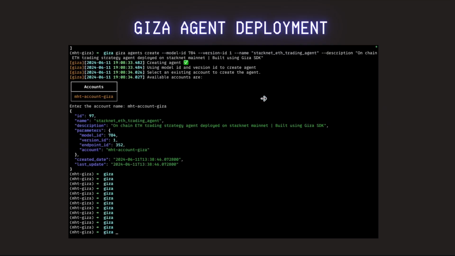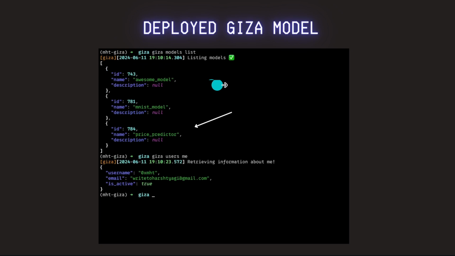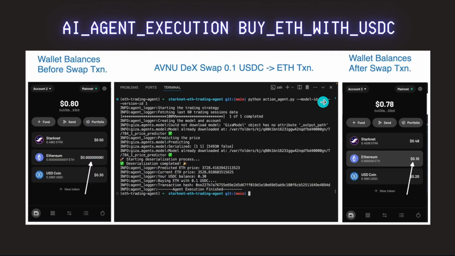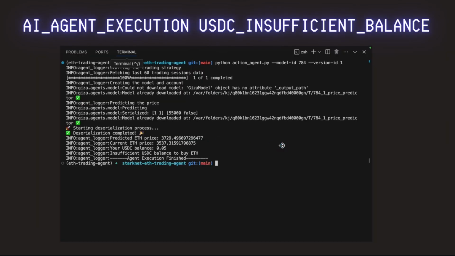We have included the screenshot for Giza agent deployment and details of our Giza model. This is the same transaction where we are buying the ETH with USDC. This is the initial balance of Ethereum, and this is the balance of Ethereum after we ran our agent. This is a failsafe where, if you have insufficient USDC, you are going to see a log like insufficient USDC balance.